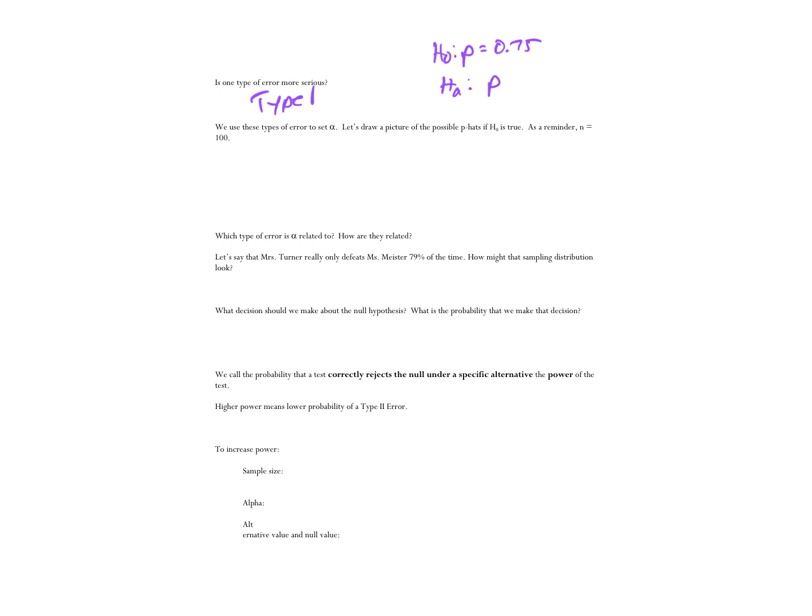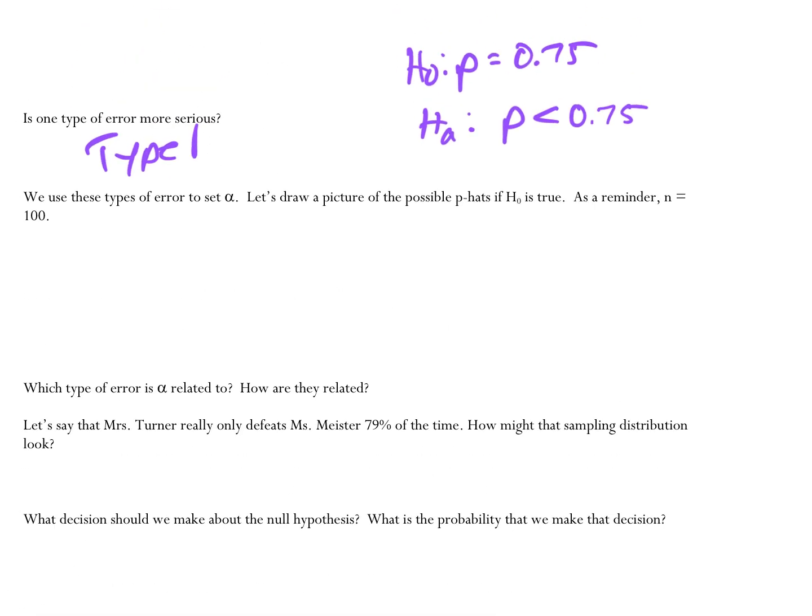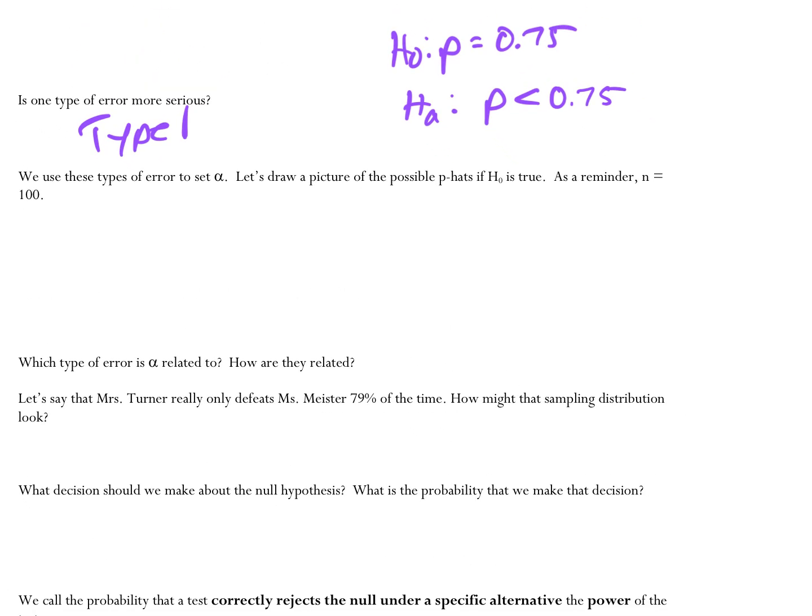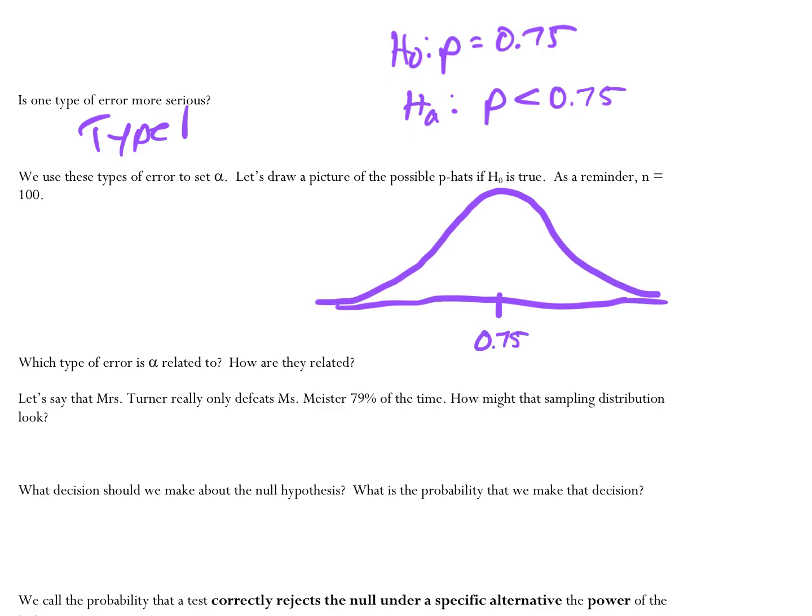Let's go ahead and assume that the null hypothesis is true, okay? And we're going to say we take a sample of size 100. What do we know about the possible p-hats if my null hypothesis is true? Well, we know the center of those p-hats is 0.75. We can figure out the standard deviation of those p-hats.